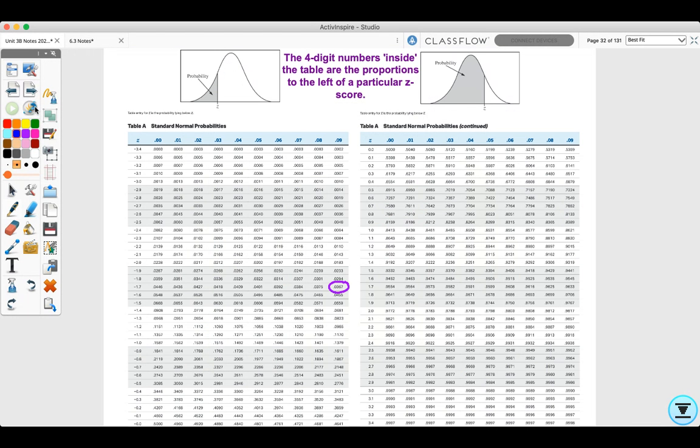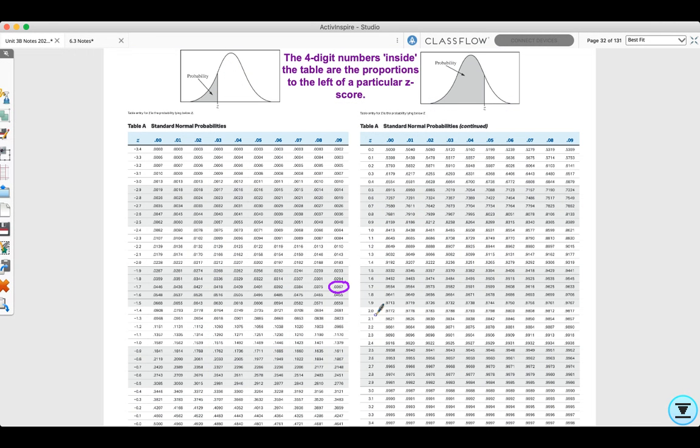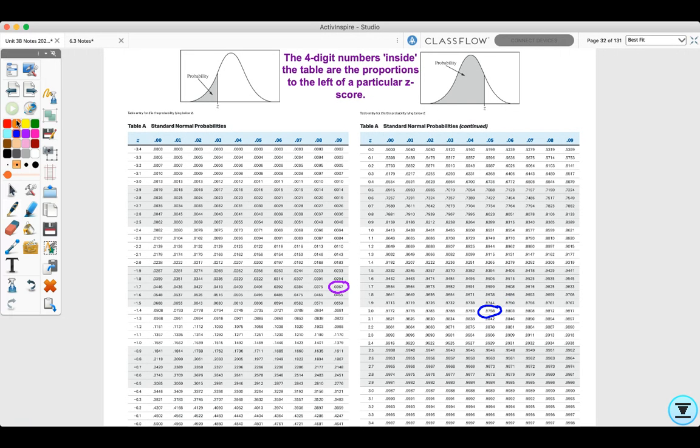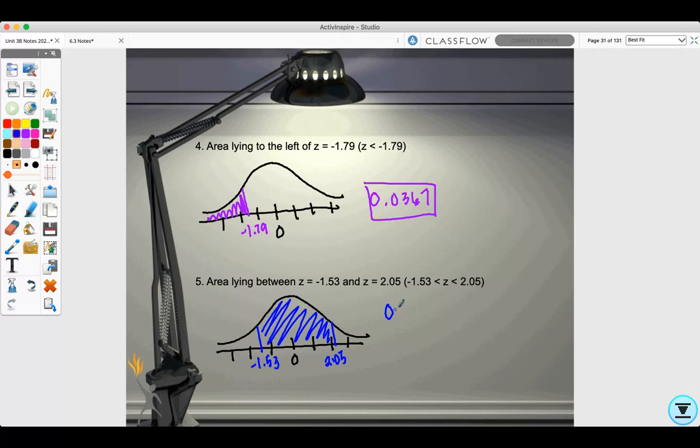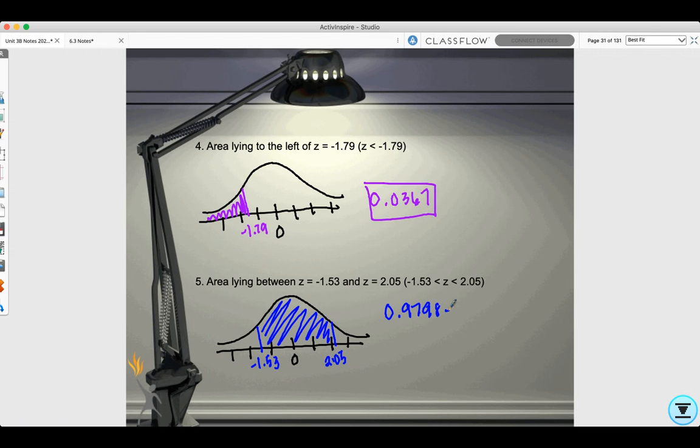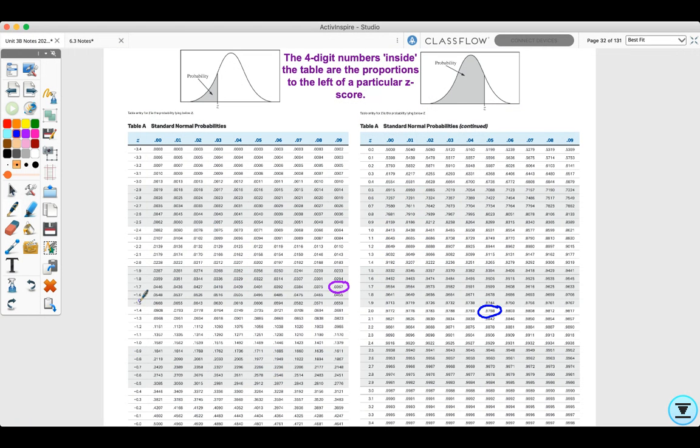So first I'd go and look for 2.05. So 2.0 is here. 2.05 would be this one right here, which is 0.9798. So I have 0.9798 minus, now I have to look for negative 1.53. So negative 1.5 is here. 1.53 would be this one, which is 0.0630.